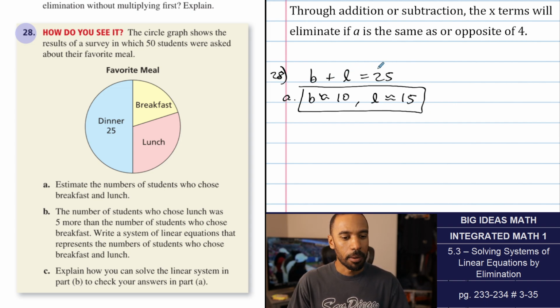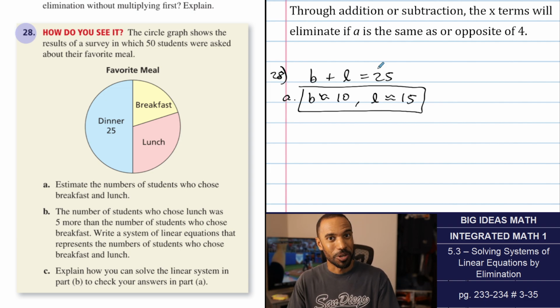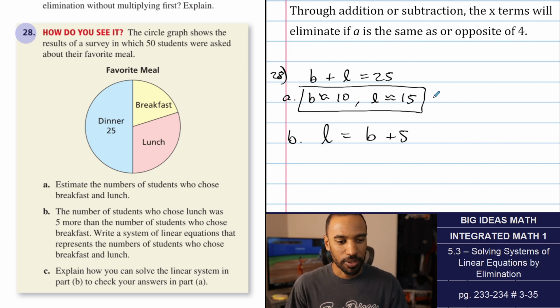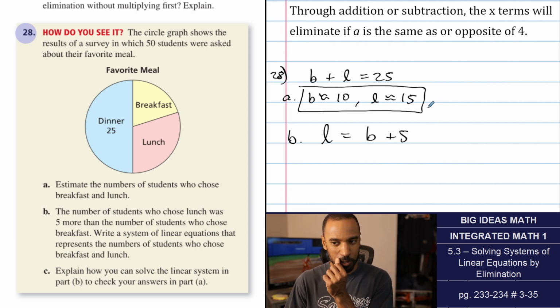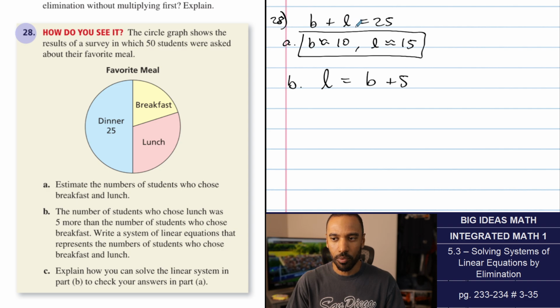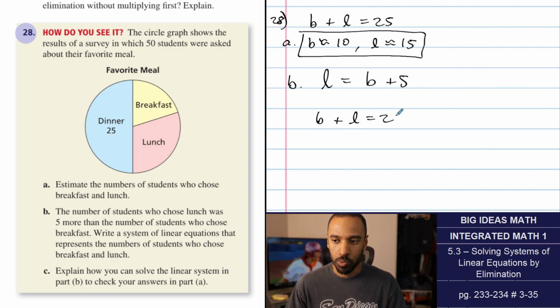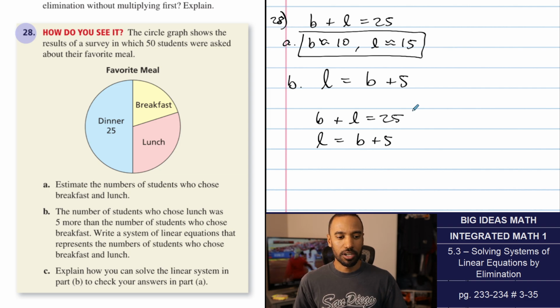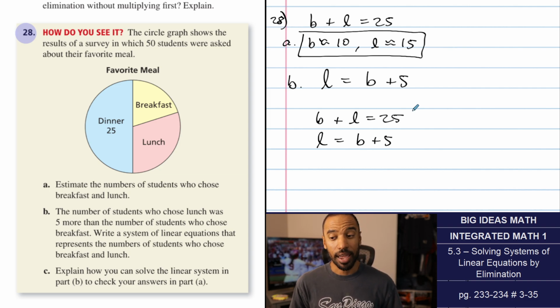Part B: the number of students who chose lunch was 5 more than the number of students who chose breakfast. Write a system of linear equations that represents the number of students who chose breakfast and lunch. So, here's one of the equations and here's the other one, right? B plus L equals 25, and then L equals B plus 5. Explain how you can solve the linear system in part B to check your answers in part A.